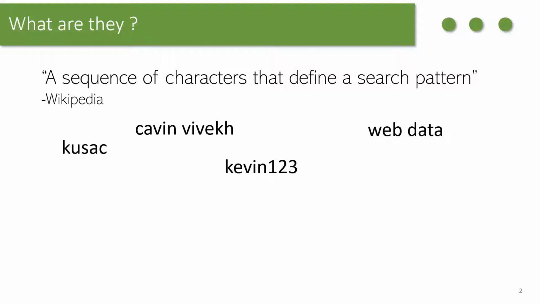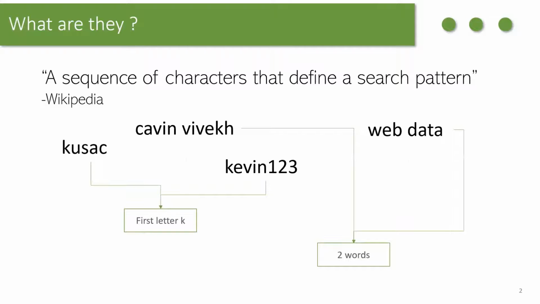Every string you see on the screen is a pattern. We have a pattern that starts with a K, then U, S, A, and C. But besides direct ones, we have patterns like starting with a K, composed of two words, and no numbers. This is the first approach to regular expressions.